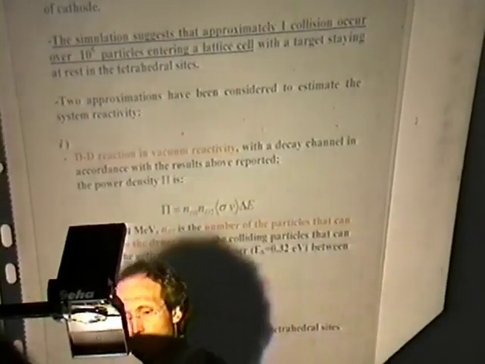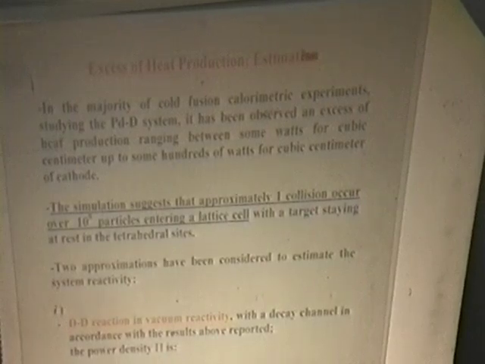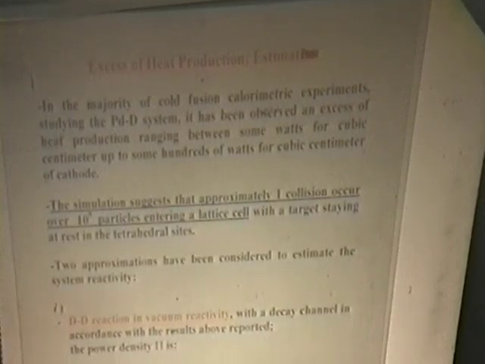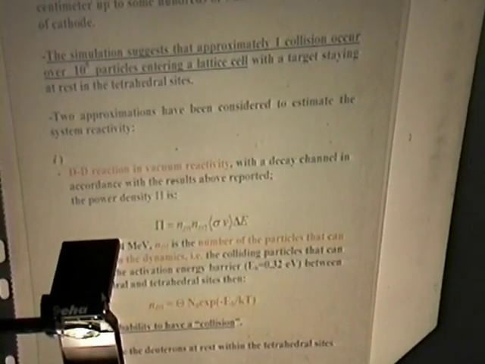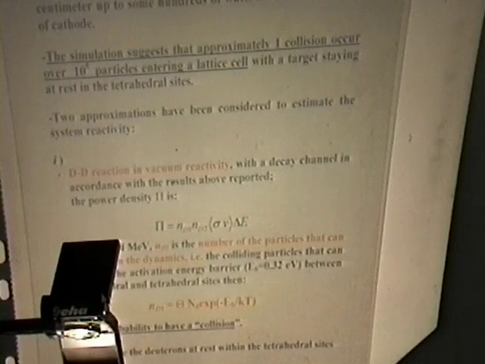So we can go on to the last topic. Here we have some estimate of the excess heat production. It is just an estimate, in order to see how this picture concerning a diffusive mechanism of promoting the reaction in the framework of the electromagnetic field works. We can use two approximations. By considering the small size of the particle compared with the lattice cell size, we can assume the reactivity in vacuum, and we can give the reaction rate in accordance with the previous analysis.